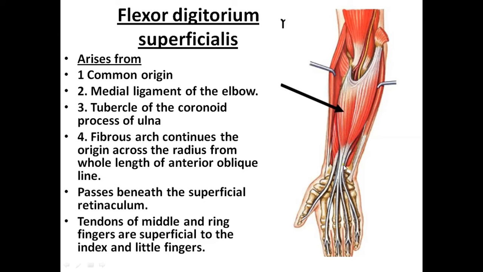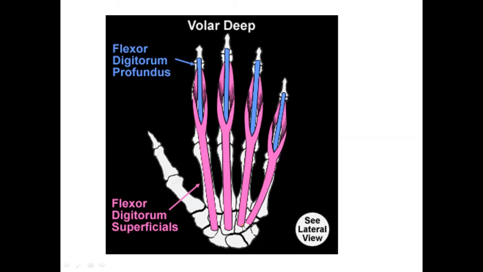So the tendon passes through the arch, and they arrange themselves into two groups, superficial and the deep group. In the superficial group, the middle and the ring fingers tendon are present, and in the deep group, the tendon of the index and the little finger are present. So when they reach the proximal phalanx, they split up into two, and then they attach on the middle phalanx.